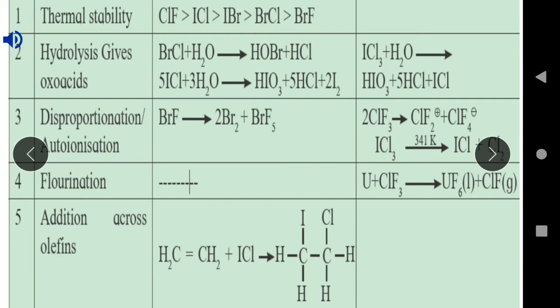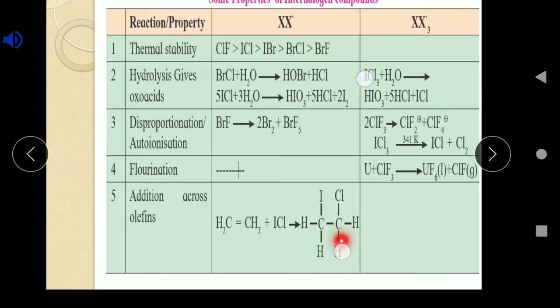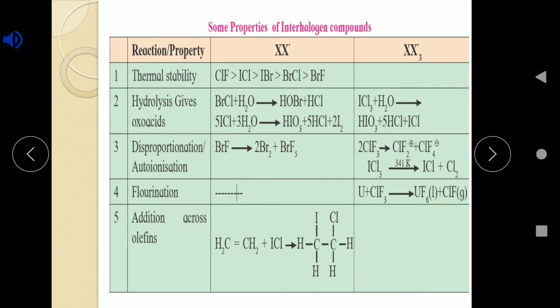Now, the next reaction is addition across olefins. Olefins means alkenes. Alkenes always undergo addition type of reaction, that we know. So, when ethene is treated with ICl, it gets split up and across the double bond gets added to give you this compound, 1-chloro-2-iodoethane, we can say. So, these are the chemical properties of interhalogen compounds. This is given in tabular form, so write it down separately in your notebook and try to remember those.